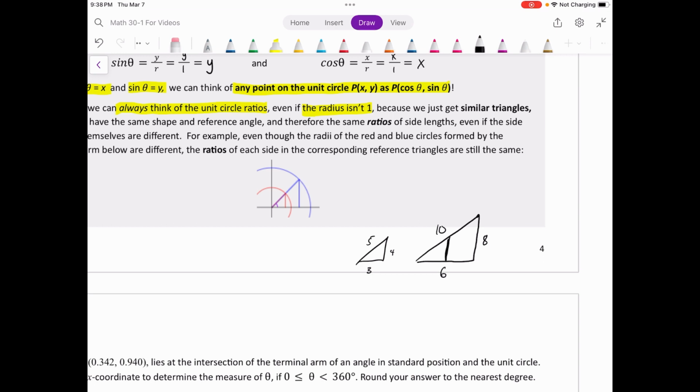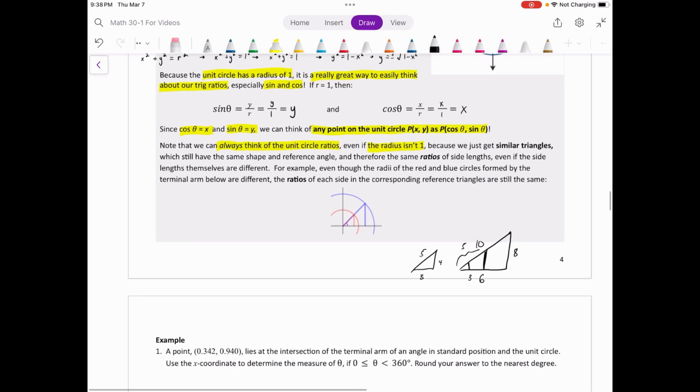This triangle is just in there. So that angle, its ratios, its sine, its cos, its tan, and its cosecant, secant, and cotangent for that matter, are still the same because the ratios are still the same, okay? They're similar triangles. So even when the radius isn't 1, we can still refer back to those unit circle ratios because we just get similar triangles, which still have the same shape and the same reference angle and therefore the same ratios of side lengths, even if the side lengths themselves individually are different, right?